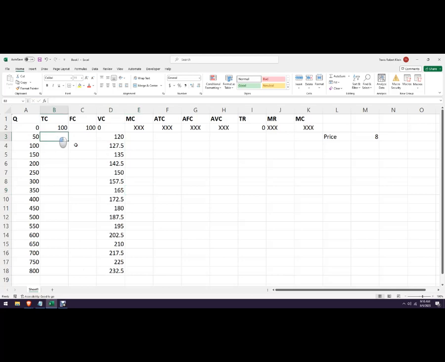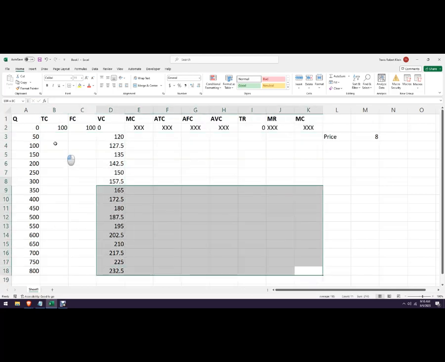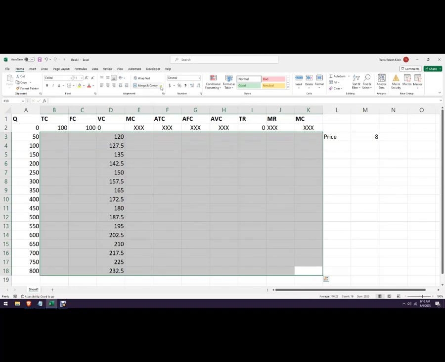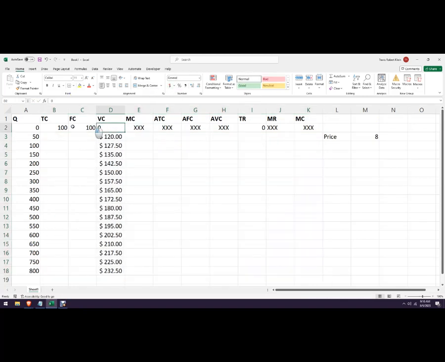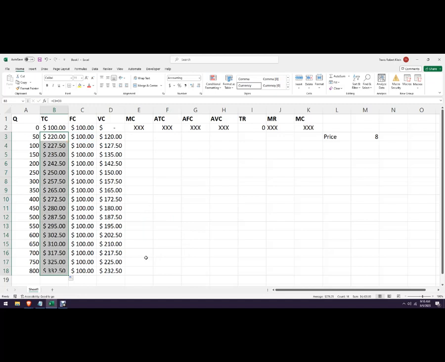And all of this is going to be money, so we can tell Excel we're working with money here. Just click that. Here we go. Now fixed cost is just going to be the same, so it's just whatever you put in as that. And then our total cost is this plus this, and we'll just copy this all the way down. Okay, now we've got all that.